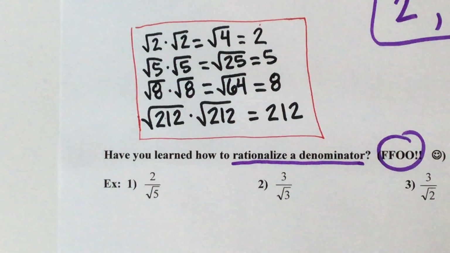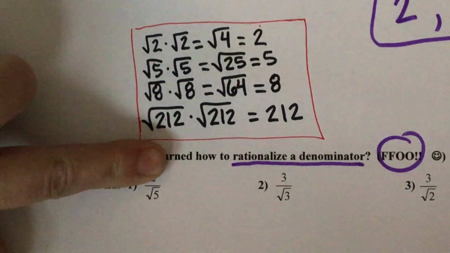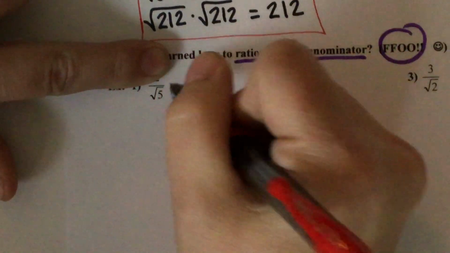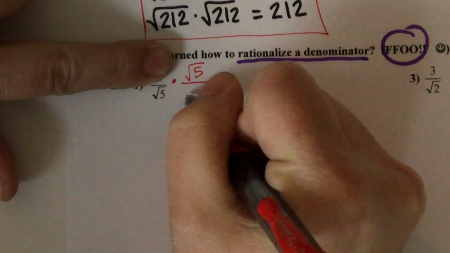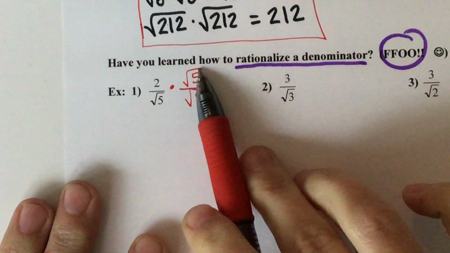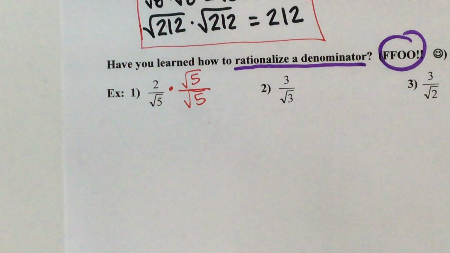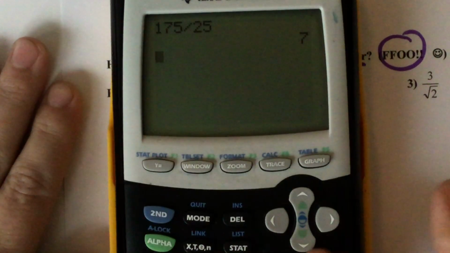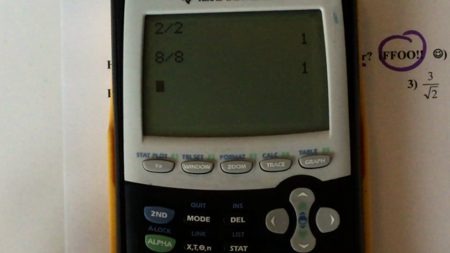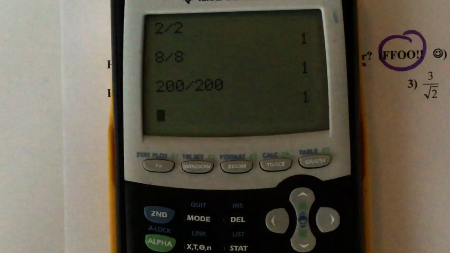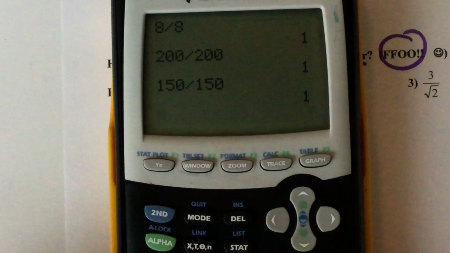Okay, next thing you need to know. When you work with radicals, you cannot have a radical in the denominator. So to get rid of whatever radical is in the denominator, you multiply by whatever is in the denominator over itself. This is my fancy form of 1. So you know how anything divided by itself is 1? Let me show you. 2 divided by 2, 1. 8 divided by 8, 1. 200 divided by 200, 1. 150 divided by 150, 1. Anything divided by itself is 1.